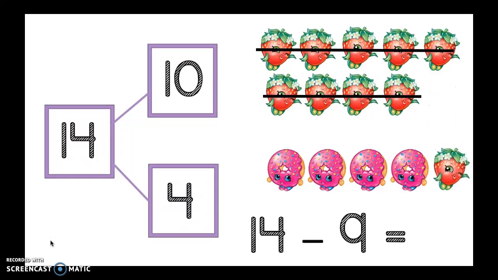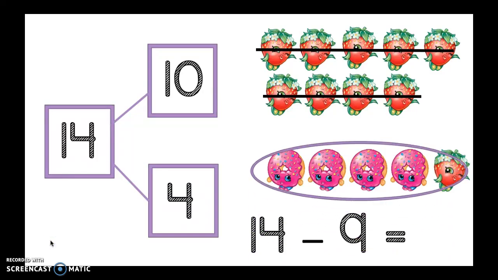I'm going to go ahead and slide that one down just so it's a little bit easier to show you. And I circled them so you can really see. Let's go ahead and count how many Shopkins are in that circle. 1, 2, 3, 4, 5. That means my little love Ava got 5 Shopkins for her birthday present.